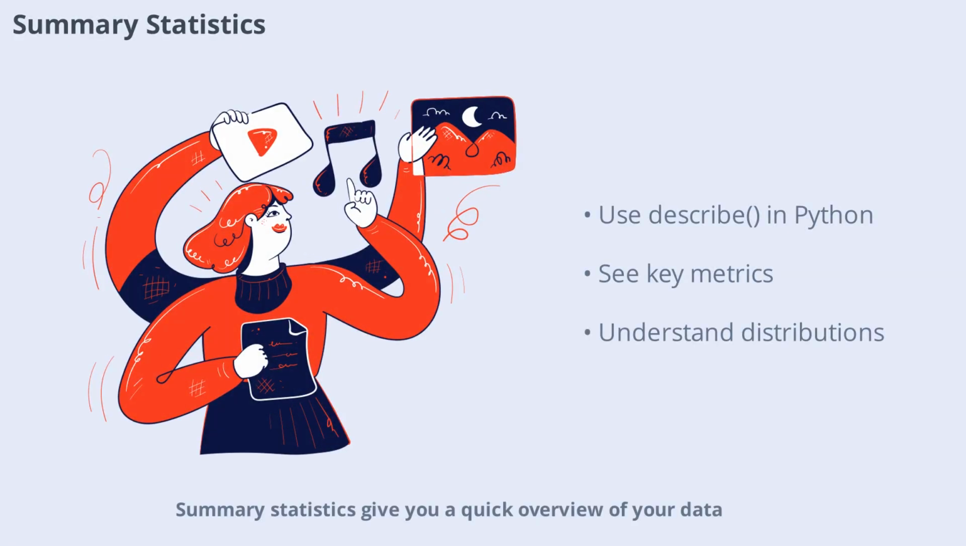Summary statistics give you a quick overview of your data. By using the describe function in Python, you can see key metrics like mean, median, min, max, and standard deviation. These numbers help you understand the distribution of your data and spot any irregularities. It's a fast way to get a sense of what's normal and what's not.